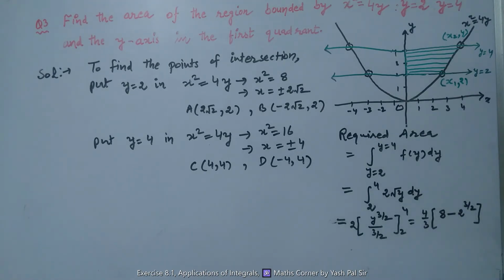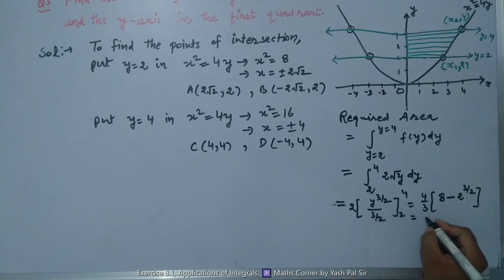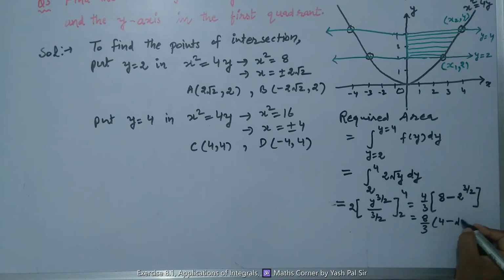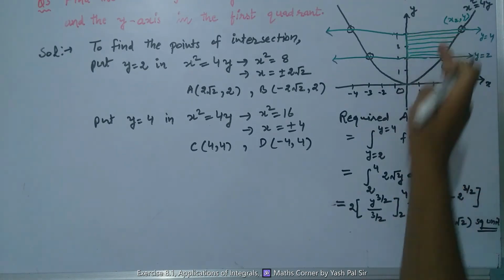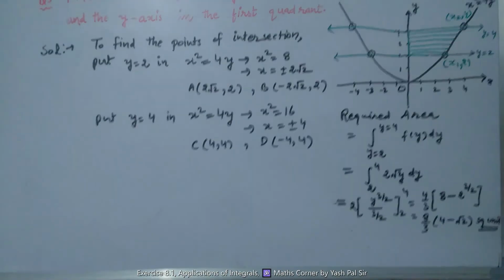So this way we can find the area. This is equal to 4 into, taking 2 common, 4 into 2 is 8, 8 by 3 into, here we are left with 4 minus 2 taken outside, only square root 2 is left, square unit. This is the final answer. This is the required area of the shaded portion.